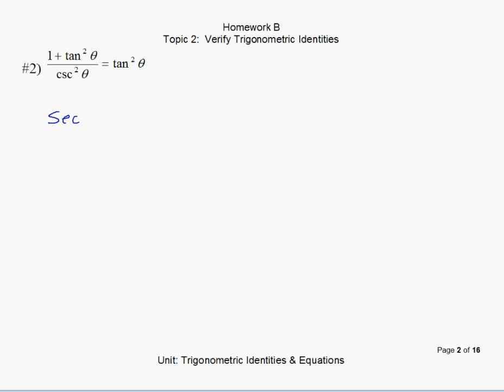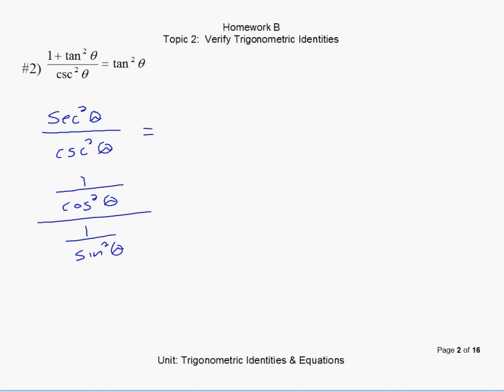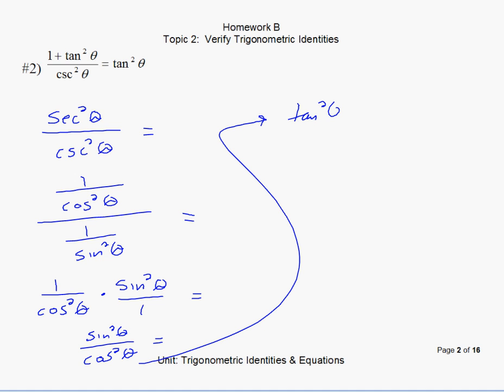Number 2, same directions. 1 plus tangent squared of theta is secant squared of theta. That's a Pythagorean identity. If you then change the left side to terms of sine and cosine using the reciprocal identities, and instead of dividing a fraction by a fraction, multiply it by the reciprocal of the bottom, you combine these fractions together, you get sine squared over cosine squared, which of course is the same as tangent squared. It's another quotient identity.